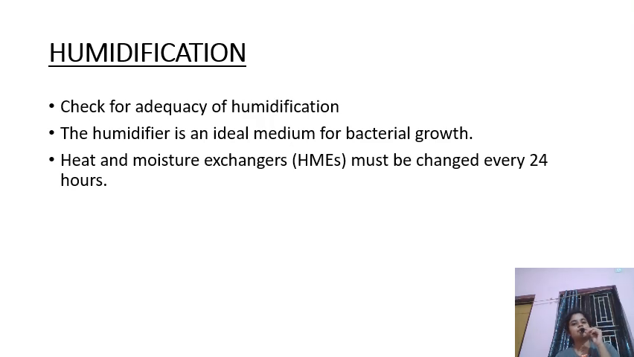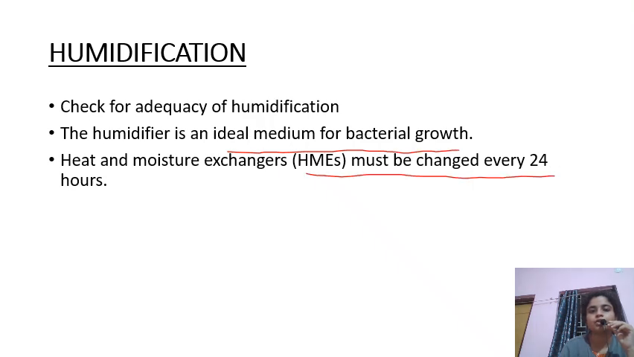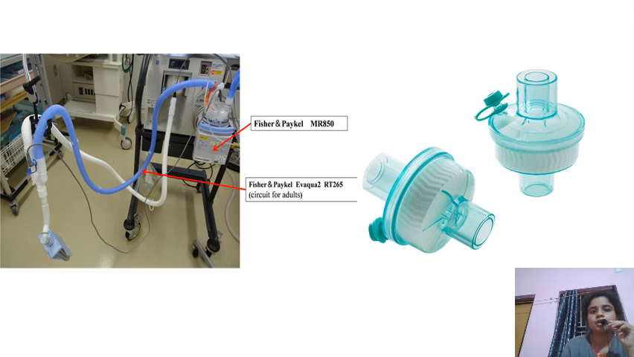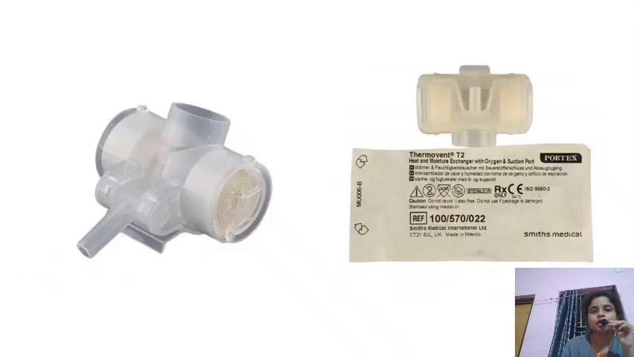Humidification, always check for the adequacy of humidification. So the humidifier is the ideal medium for bacterial growth. So always change the HME filters every 24 hours. It should be changed. So this is a HME filter as I have shown you earlier. So this is a tracheostomy vent, means thermovent. This is a HME filter for tracheostomy tubes. Okay. Here oxygen port is there, suctioning port is also there. So this is connected towards the tracheostomy tube.